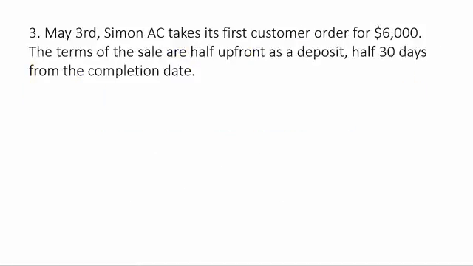So our third transaction occurs on May 3rd when the company takes its first customer order for $6,000. The terms of the sale are half upfront as a deposit and half 30 days from the completion date. What do you think? All that has happened is we've gotten a piece of paper from a customer ordering an air conditioning unit. We haven't delivered it, we haven't installed it, and the customer hasn't paid us anything yet. So the answer is, there is no journal entry when you receive a customer order.